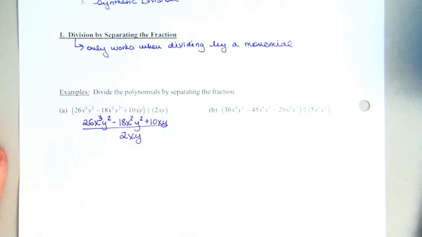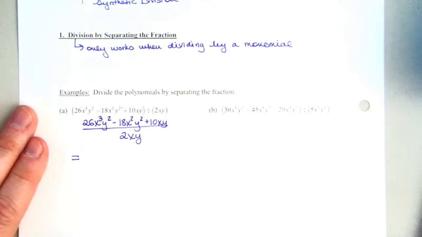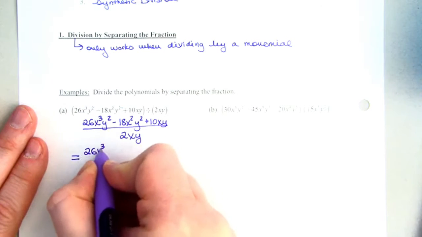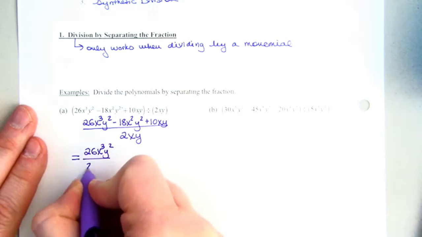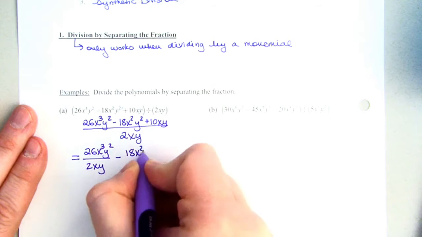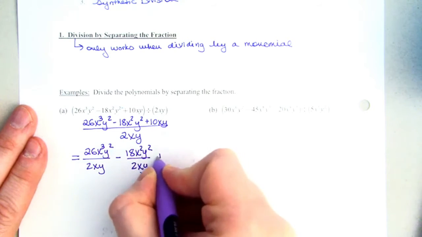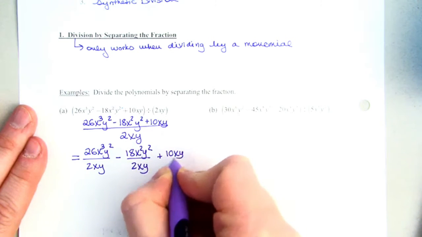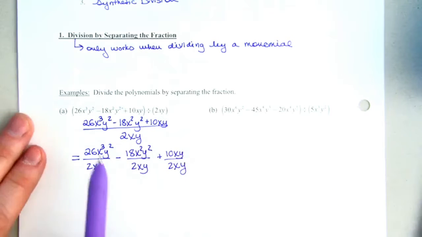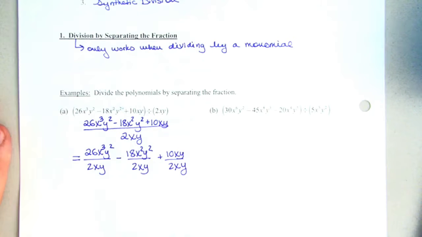Then I'm going to do exactly what the title suggests. I'm going to separate my fraction into three little fractions. I'm going to say 26x to the third y squared over the denominator of 2xy. Then minus 18x squared y squared over 2xy. And finally, plus 10xy over 2xy. I'm going to separate my fraction, dividing each of the terms in the numerator by 2xy.